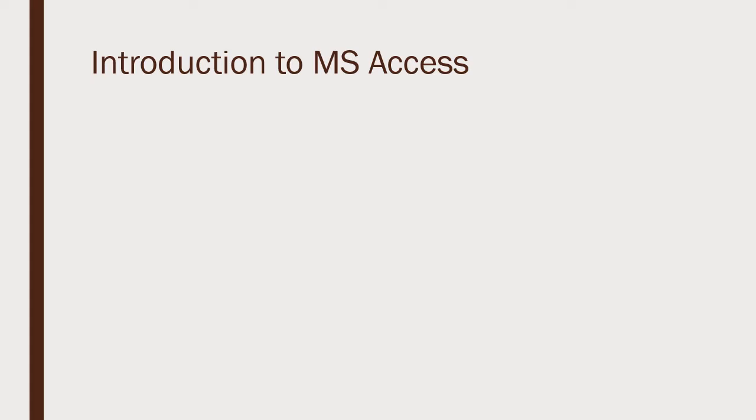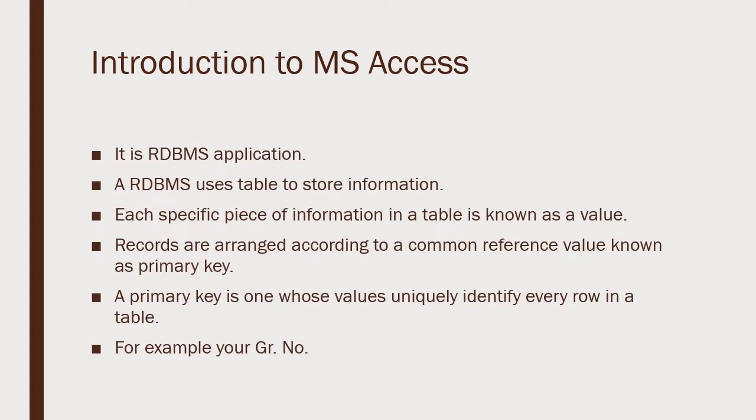Introduction to MS Access. MS Access is a package of Microsoft Office. When we install Microsoft Office, this software will be there, or we can say this is a family member of Microsoft Office. In our syllabus, we have to study the 2007 version, but the latest version of Access is 2019 or Office 365.